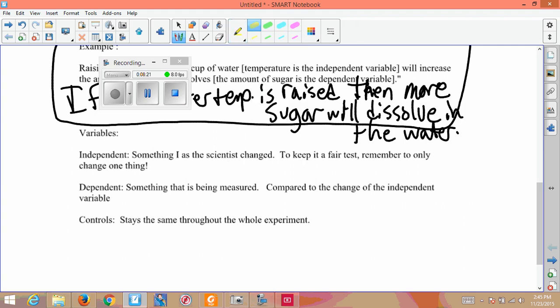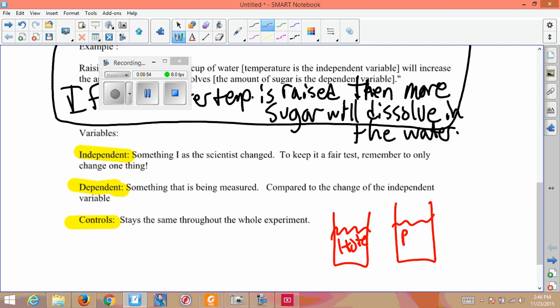And we have controls. These stay the same throughout the entire experiment. Maybe you're testing the amount of sugar that dissolves in water. So maybe you have one cup that's got hot water in it, and you have another with room temperature water, and then you have another one with very cold water, or at least colder than room temperature. So this would be the control, and then this would be the independent variable. And I suppose if you use the cold as well, that would be the independent too.